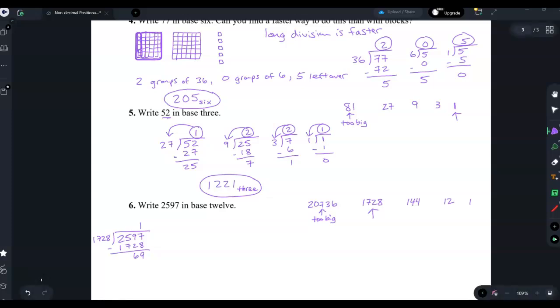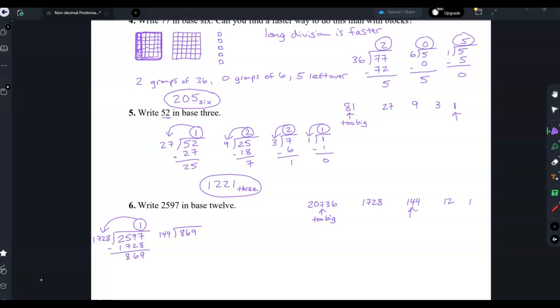869, yeah, so that's right. Because there's 869 left over, there's not enough left over for 1728 to go back into that again. So that means that there's one group of 1,728. So then I take that remainder, 869, and I'm going to divide that by the next power of 12, which is 144. So how many times does 144 go into 869?